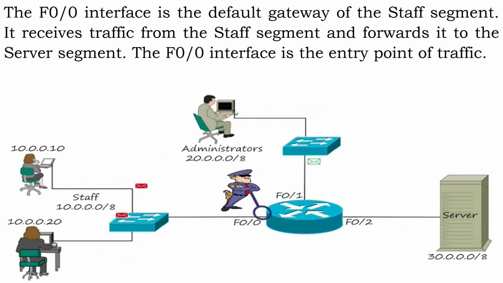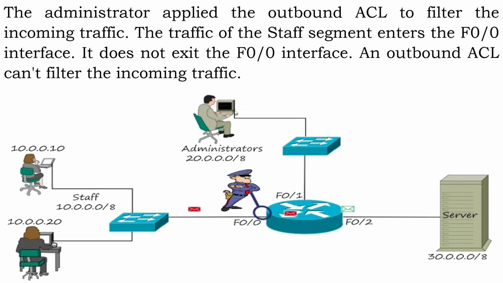The F0/0 interface is the default gateway of the staff segment. It receives traffic from the staff segment and forwards it to the server segment. The F0/0 interface is the entry point of traffic. The administrator applied the outbound ACL to filter the incoming traffic. The traffic of the staff segment enters the F0/0 interface. It does not exit the F0/0 interface. An outbound ACL can't filter the incoming traffic.